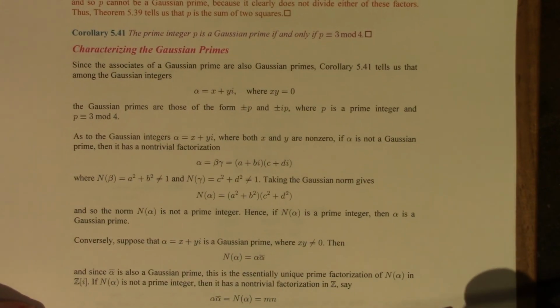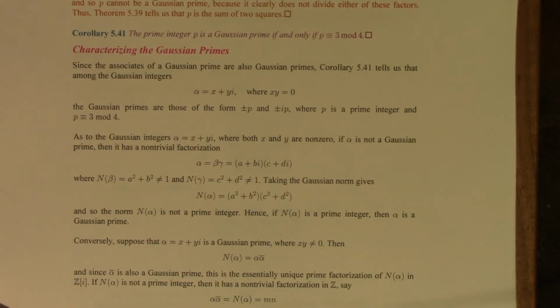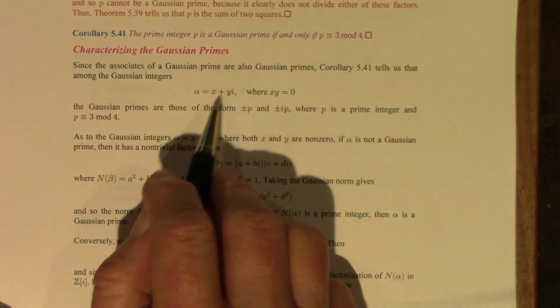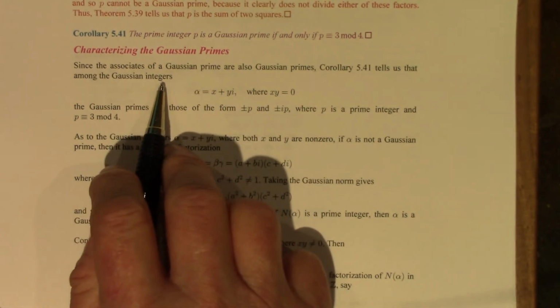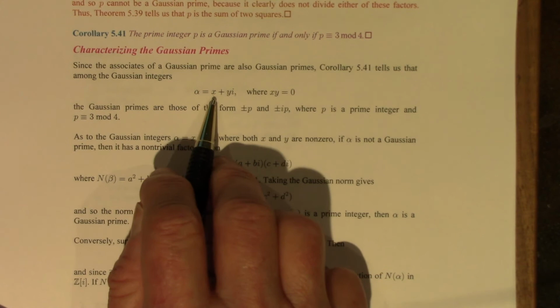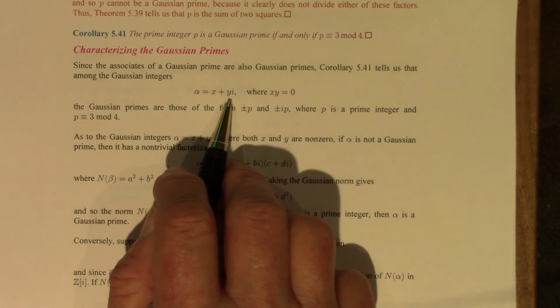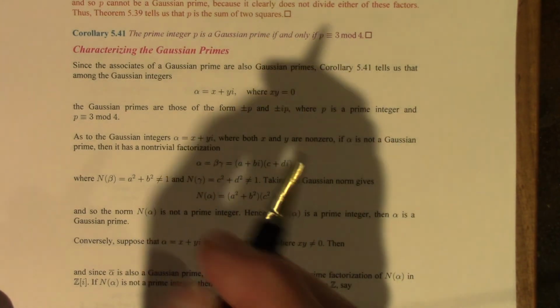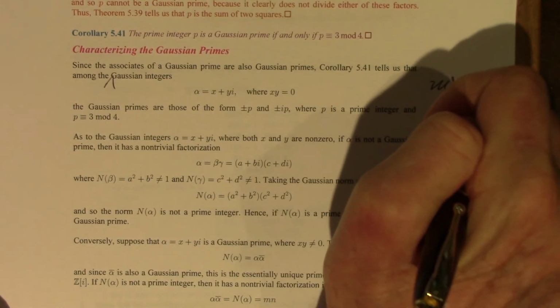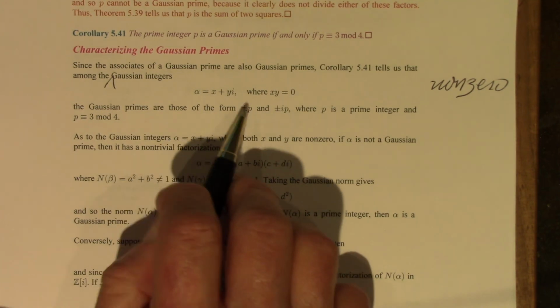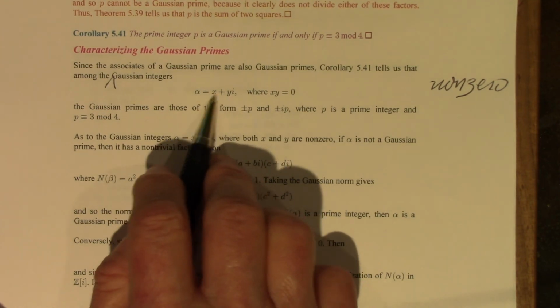Since the associates of a Gaussian prime are also Gaussian primes, this corollary tells us that among the Gaussian integers alpha equals x plus yi, where either x is 0 or y is 0. I should say non-zero Gaussian integers. I don't want them both to be 0, otherwise alpha would be 0. Among these, these are either real numbers or purely imaginary numbers, because one of x or y has to be 0.